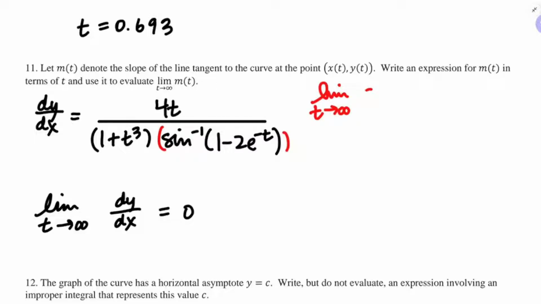Okay, so limit of arc sine of 1 minus 2 over e to the t. I might rewrite that in a way that's convenient for me to show you what's going to happen as t approaches infinity. As t approaches infinity, that fraction right there is going to approach 0. And so I'm going to be taking arc sine of 1. So that limit is going to equal arc sine of 1.